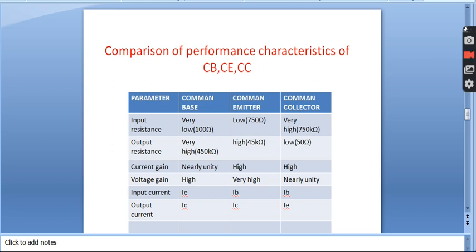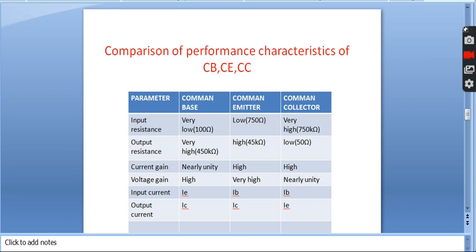one thing, that is in case of common base configuration, current gain is unity. In common collector configuration, voltage gain is unity. But in the common emitter configuration, both current gain and voltage gain are high. That's why it is more suitable for an amplifier. So in electronic circuits we are using common emitter amplifier.